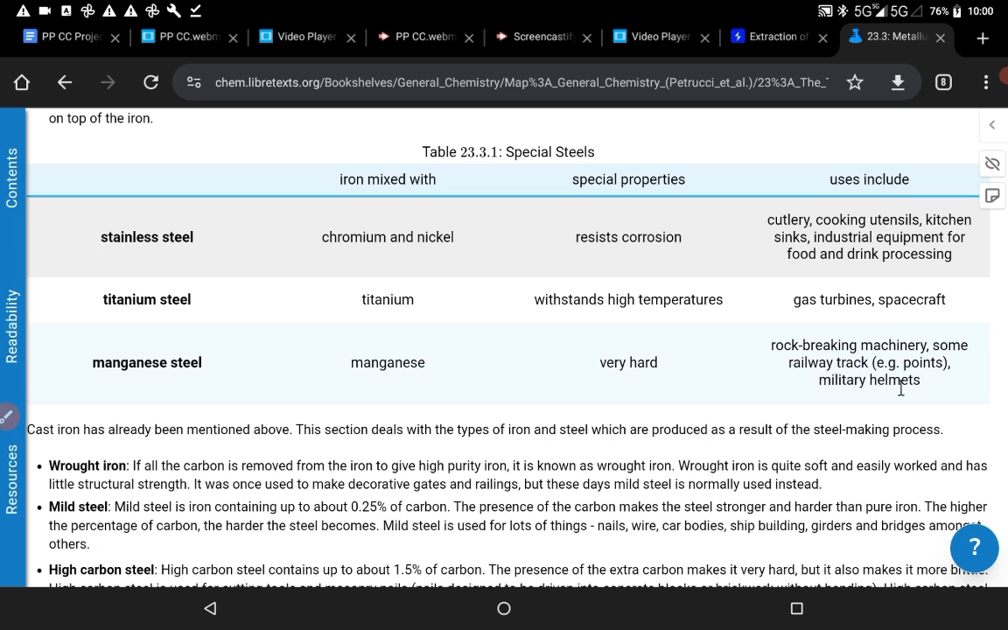So we can appreciate the uses of iron, as we've seen how it is extracted in the blast furnace, how they purify it, and then how they are able to mix it with certain metals to give us all types of steels. So that is what we're going to cover in this video.